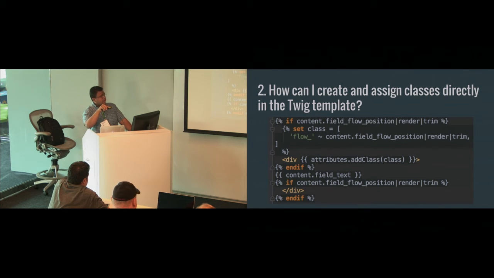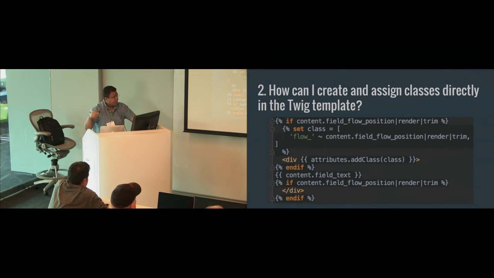So set class equals square brackets. That means I am going to pass an array. In this case, I only have one value, but in theory, I can have as many as I need. And when I use the attributes.addClass function, it will add all of them. If I have one, it adds one. If I have 10, it adds 10. So what I am doing here is concatenating. The tilde is used for concatenation. So flow underscore and then this.